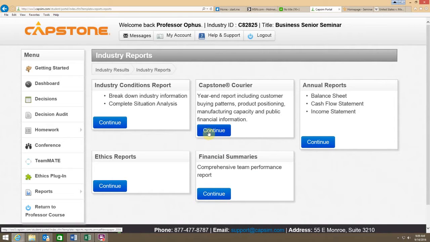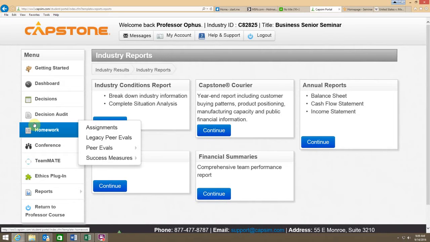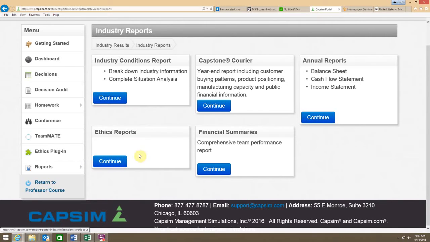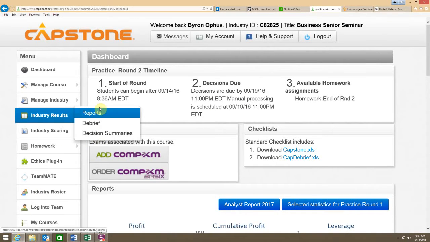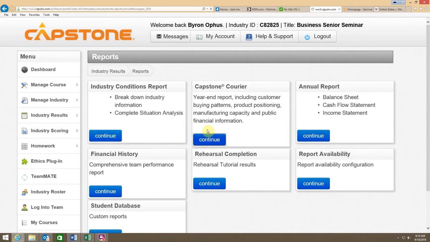You can also access the Capstone Courier through Excel. If you're making your decisions that way, you can open up your Excel and access the Capstone Courier that way. Either way is fine. It's kind of, again, a personal preference. So I'm going to go back and just go into the Capstone Courier the way I normally would. It's very similar in that I come to reports and then I hit the Capstone Courier.